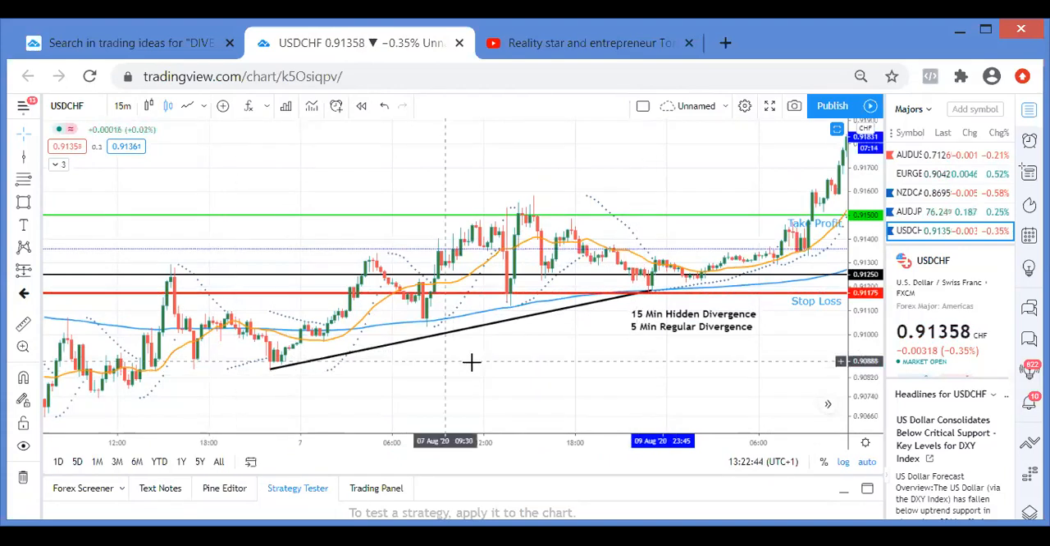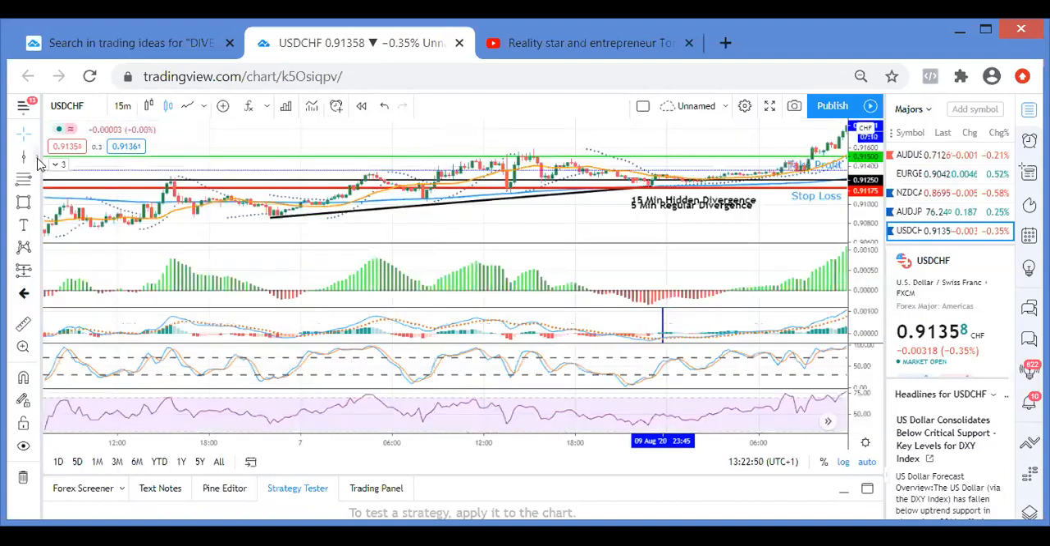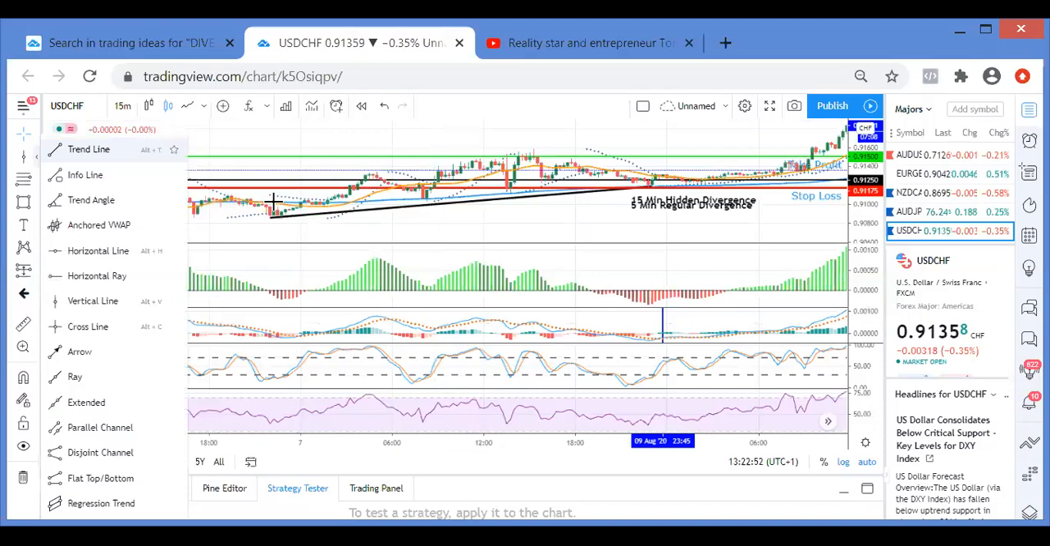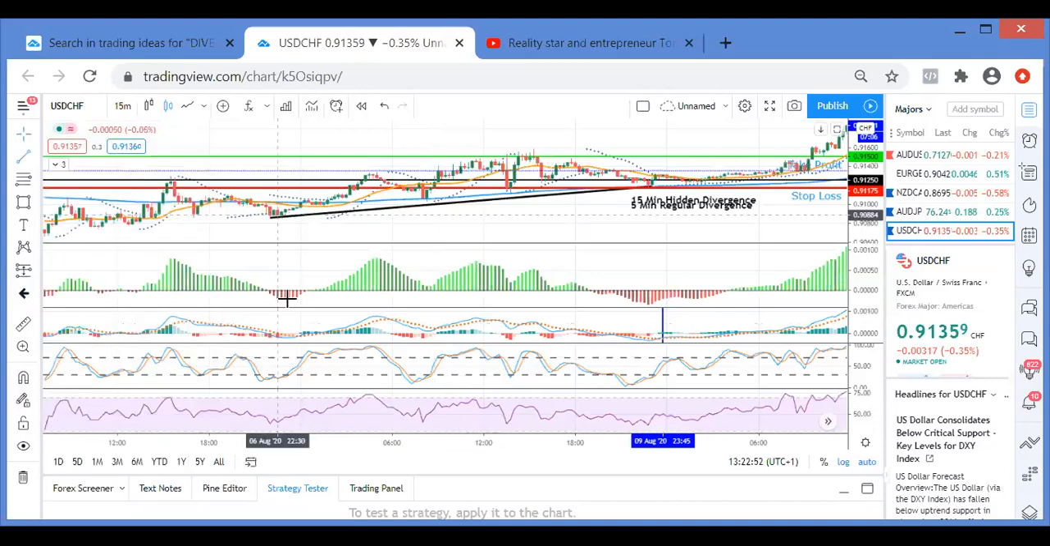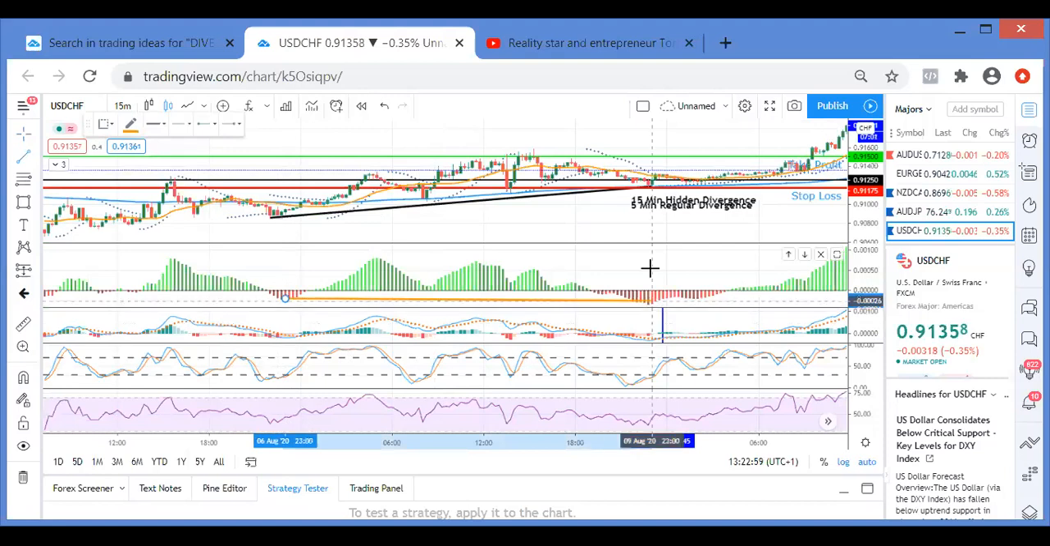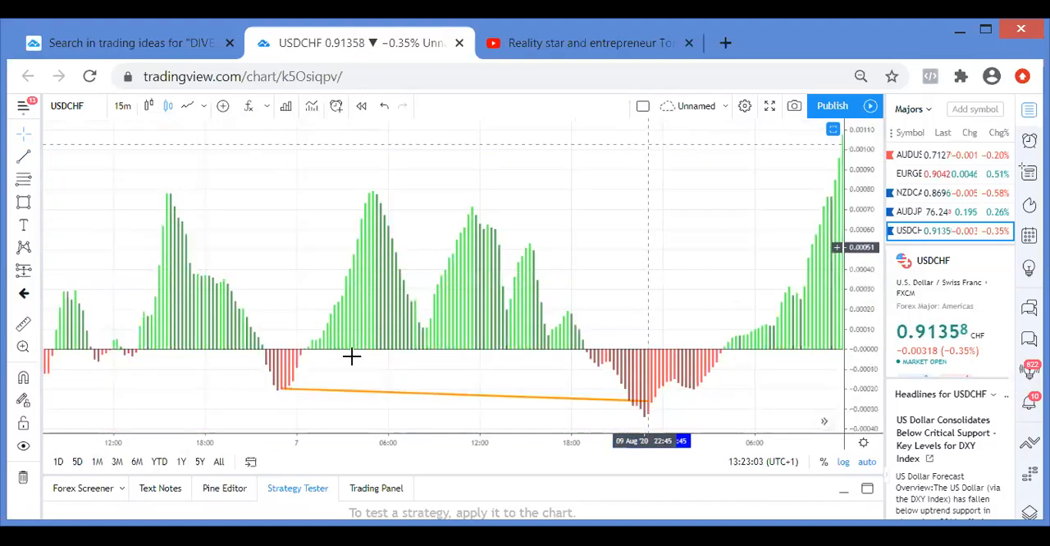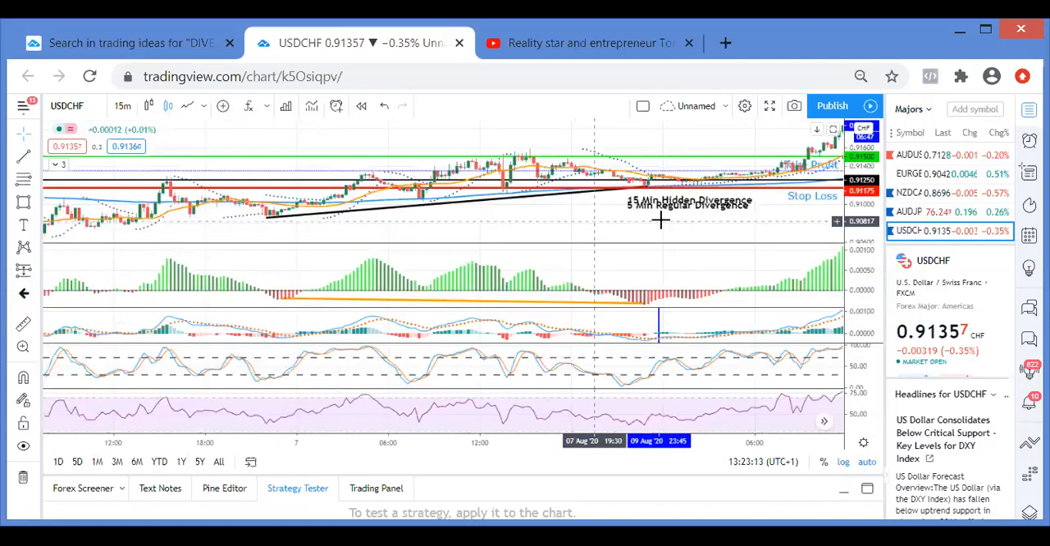So when we go down, look, voila. This low here is this low. So this low is lower. Let me zoom in. Yeah, this low is lower than this low. So now we have regular divergence. So we have hidden divergence, and we have regular divergence.